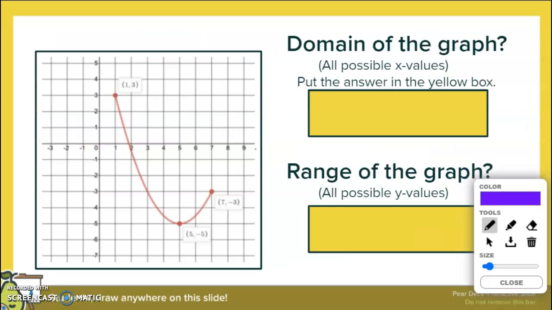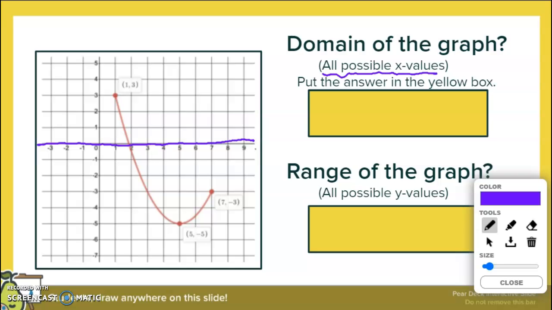And this problem is asking to find the domain of the graph and the range of the graph. Remember, domain is all possible x values. So that means you go to your graph and the x-axis is here. This is my x-axis. That tells me all the values that I need to be considering. All the numbers here on the x-axis are what we are going to be considering. So look where the graph starts.